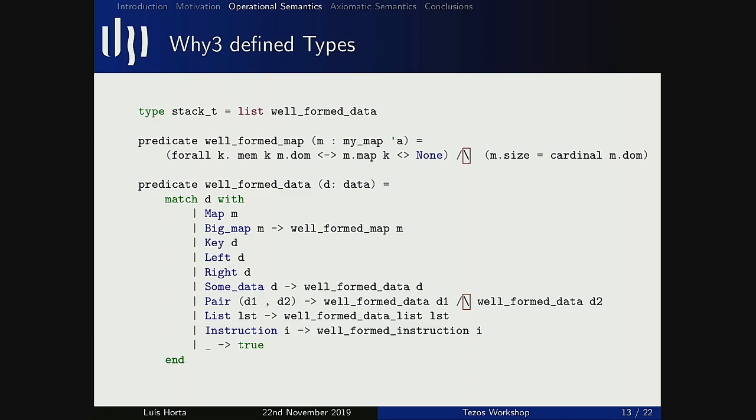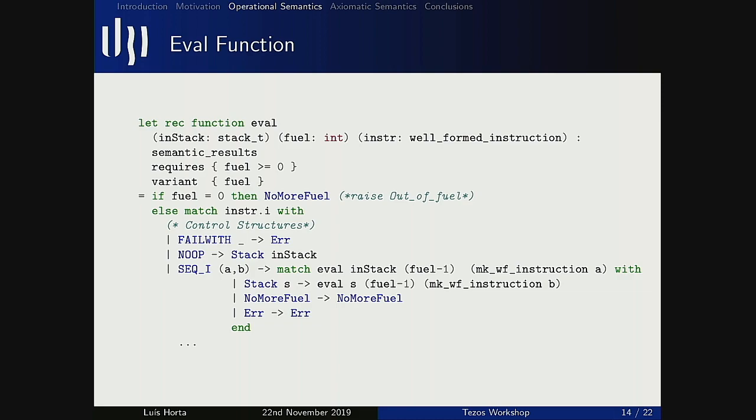Okay, so here's our eval function. As you can see, it takes an int stack as an input, it has a fuel argument, it takes an instruction, and it returns a semantic result. We have here a precondition, for those of you who are not familiar with Why3, that says that we need to have a fuel greater than or equal to zero. And then we have this variant, fuel, which helps Why3 use external provers to prove the termination of this function. So as you can see, for instance, for the sequence, we're going to eval the first one, take that result, and then pass it down and eval the second one. Pretty much straightforward, as you'd expect in an ML-like program.